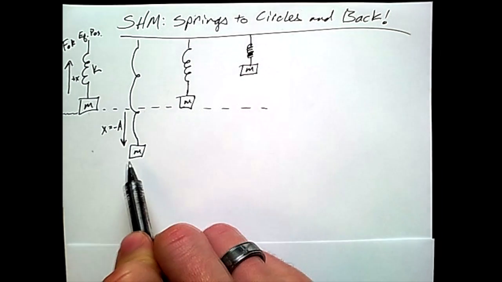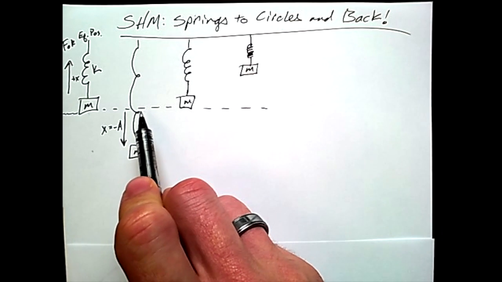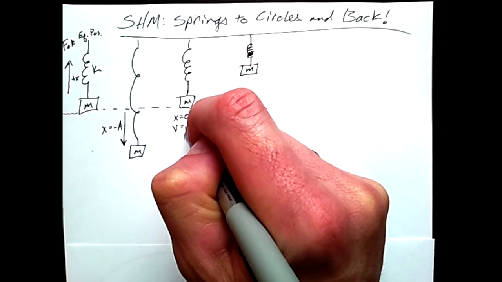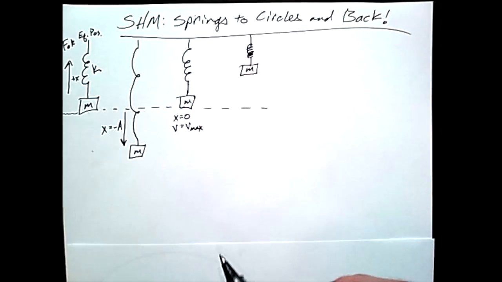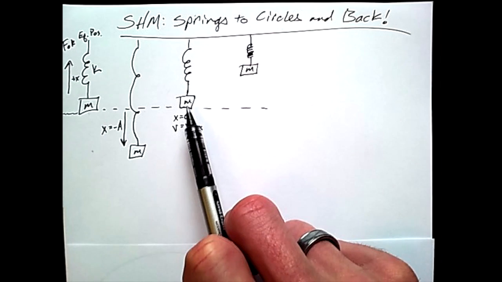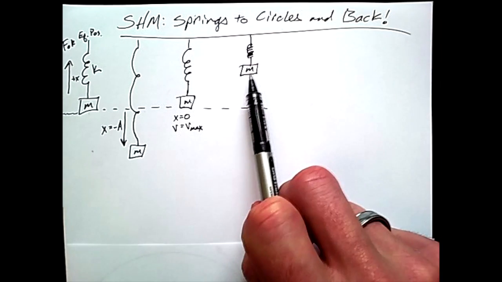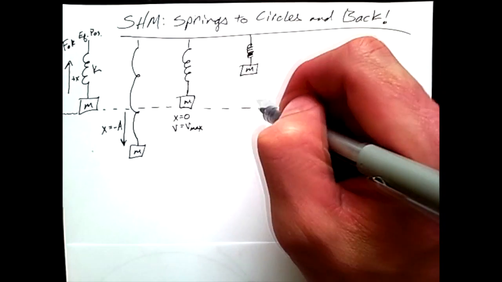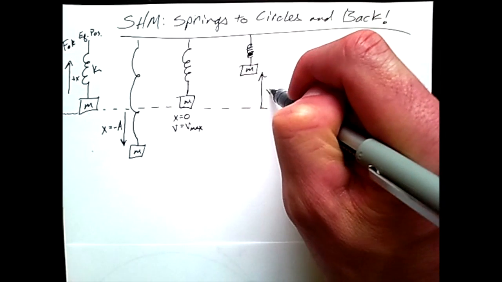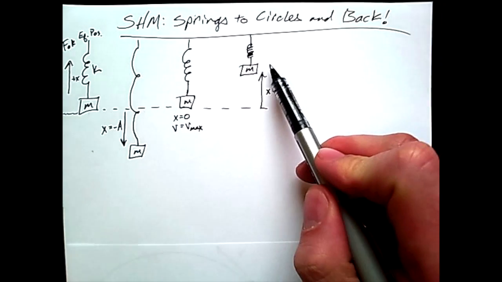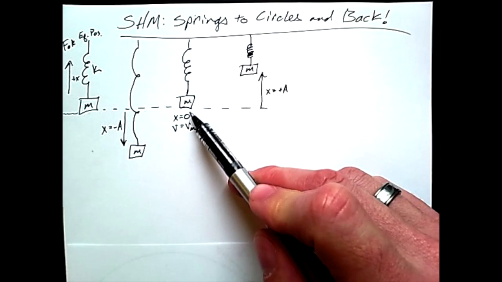If I then let go of this system, it oscillates upward due to the force of the spring, reaching this position where x equals 0. However, v is equal to v maximum. The object is now moving here in the center and would be moving upward. As the mass continues upward, once it reaches the highest point, it would stop moving and v would go to 0. And at this point, of course, being symmetrical, x would be equal to positive A. Again, it is not moving in either one of these positions and moving at the maximum speed here in the middle.